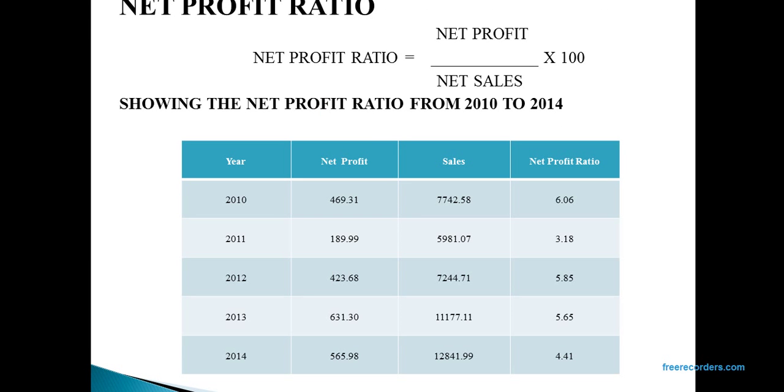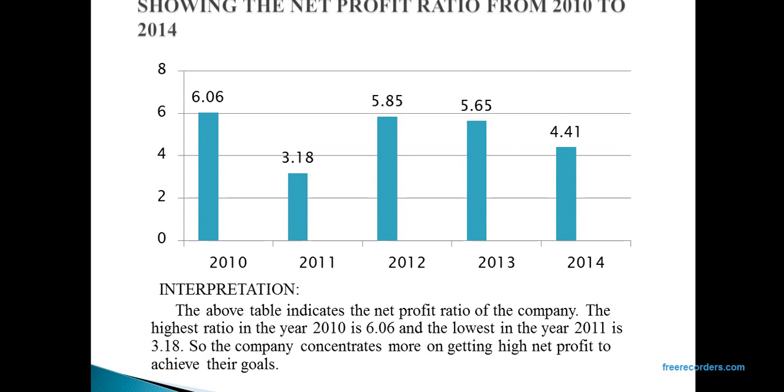Net profit ratio: net profit divided by net sales into 100, showing the net profit ratio from 2010 to 2014. Interpretation. The above table indicates the net profit ratio of the company. The highest ratio, in the year 2010, is 6.06 and the lowest, in the year 2011, is 3.18. So the company concentrated more on getting high net profit to achieve their goals.